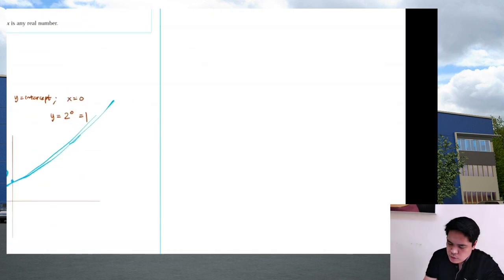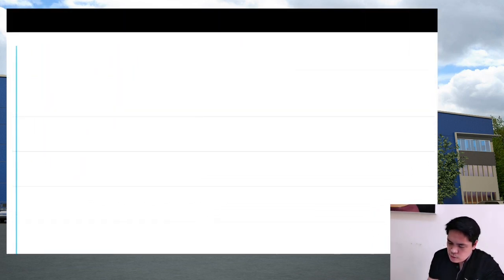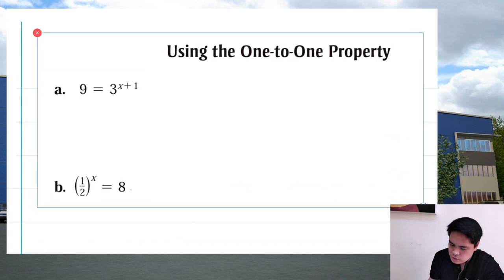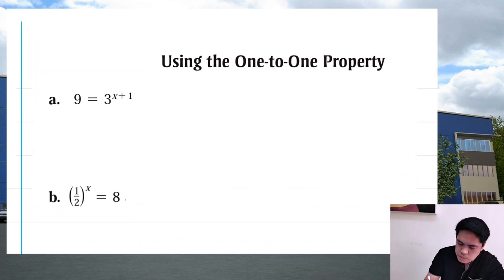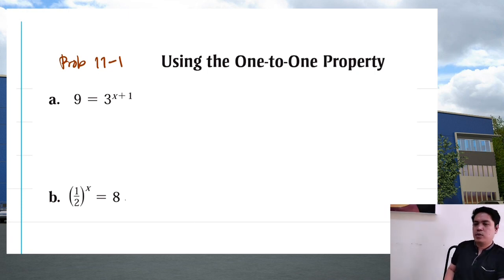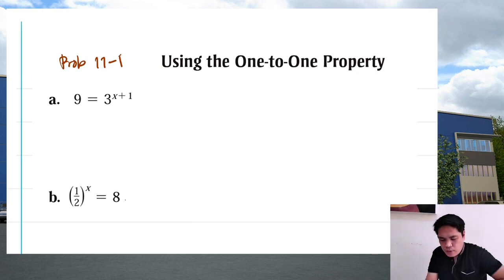Now, let us try to solve some problems. So, this is lesson 11. Let's call our problem 11-1. So, let's try this one, one-to-one property. When you say one-to-one property, that is just comparing two terms with the same base. So, ganun lang yung approach niya. So, let's start with letter A. 9 is equal to 3 raised to x plus 1.